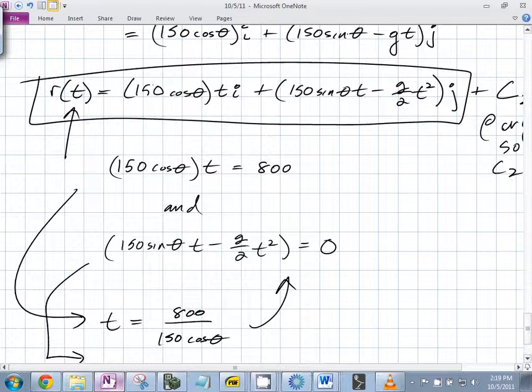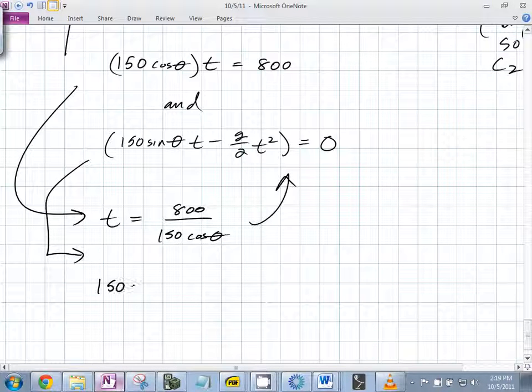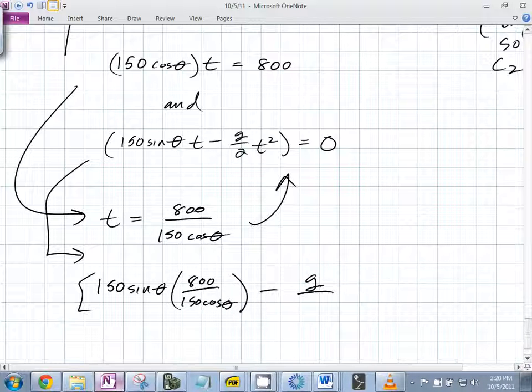So we have 150 sine theta, right? It's not that bad. It could be a lot worse. Times 800 over 150 cosine theta, minus g over 2 times 800 over 150 cosine theta squared, and that has to equal what? 0.